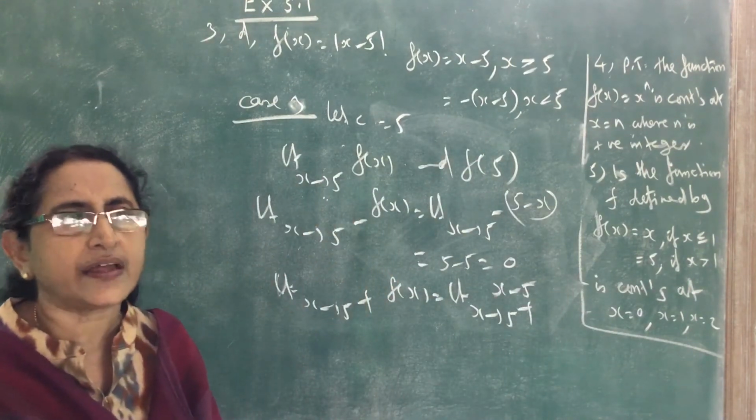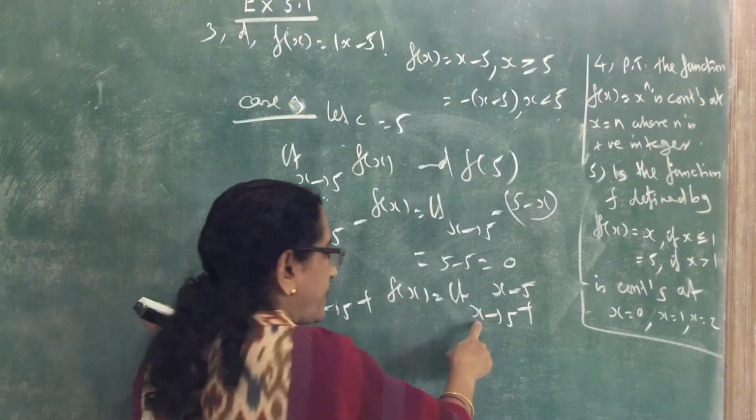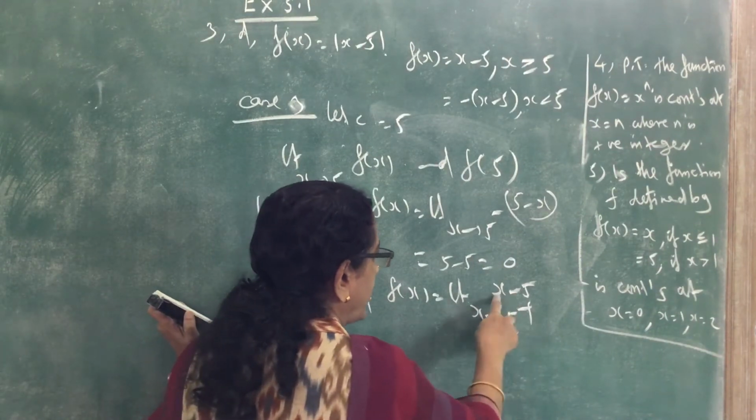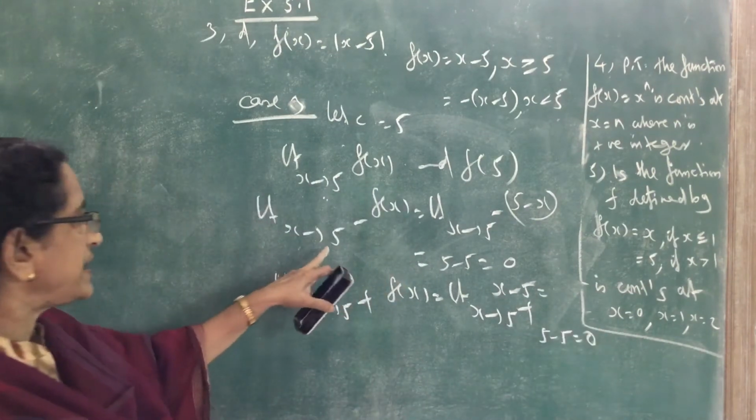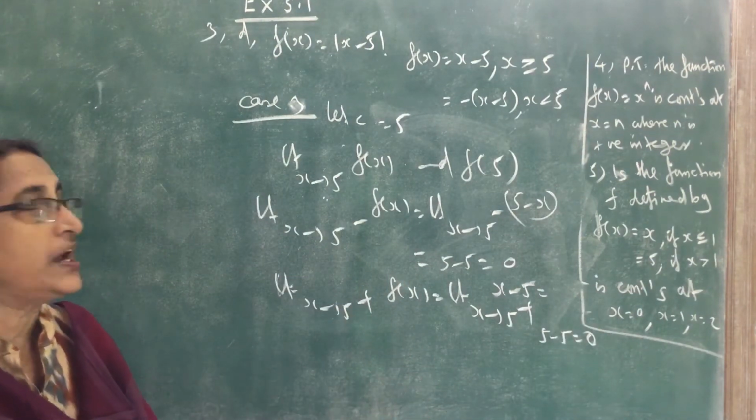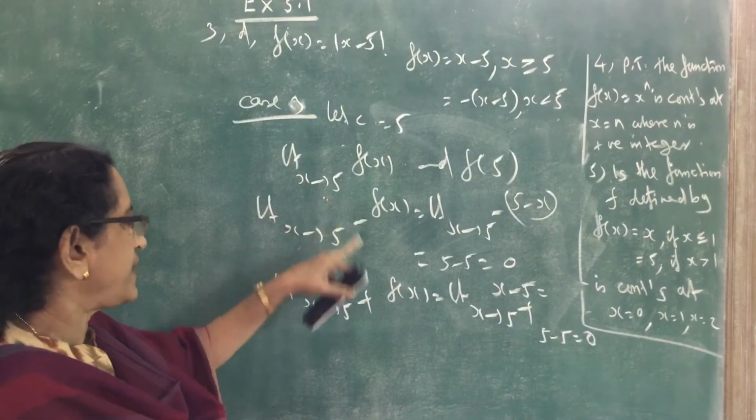Now to evaluate the limit, we can put x equal to 5. In the place of x, we have to put x equal to 5. 5 minus 5 is 0. So we got the left limit and the right limit both equal to 0. So that means limit x tends to 5 is 0.